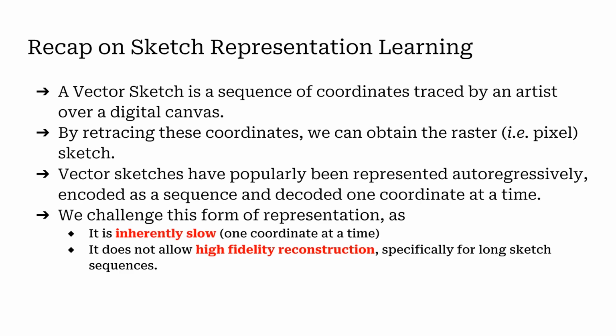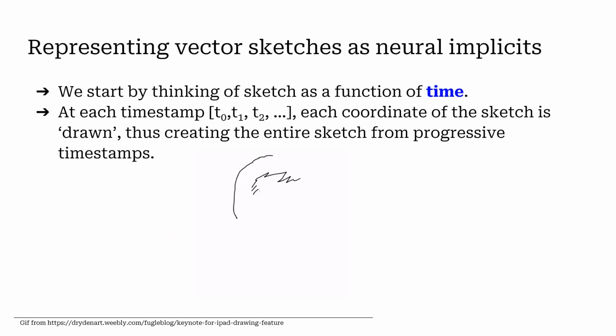We challenge this form of representation as it is inherently slow, only one coordinate can be decoded at a time, and it does not allow for high-fidelity reconstruction, specifically for long sketch sequences. We make an attempt towards representing vector sketches as neural implicits.